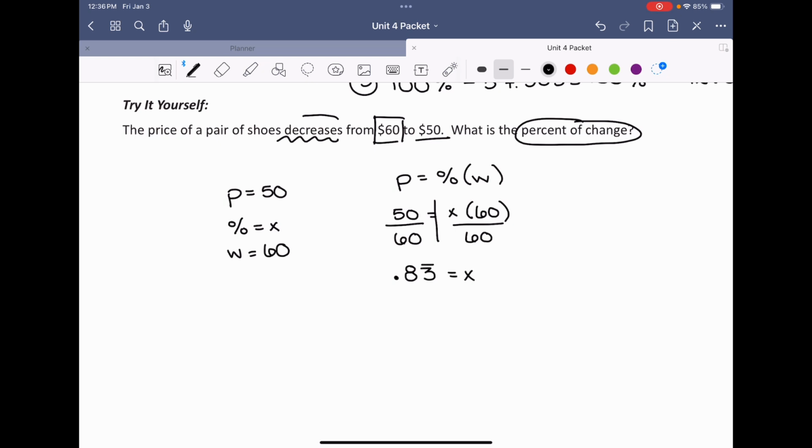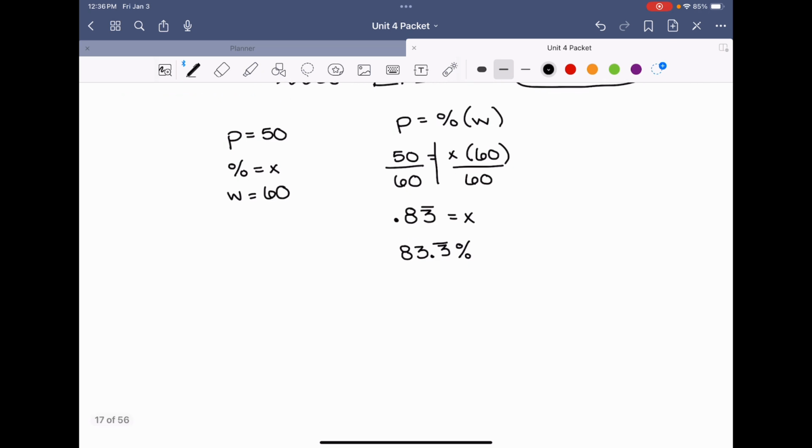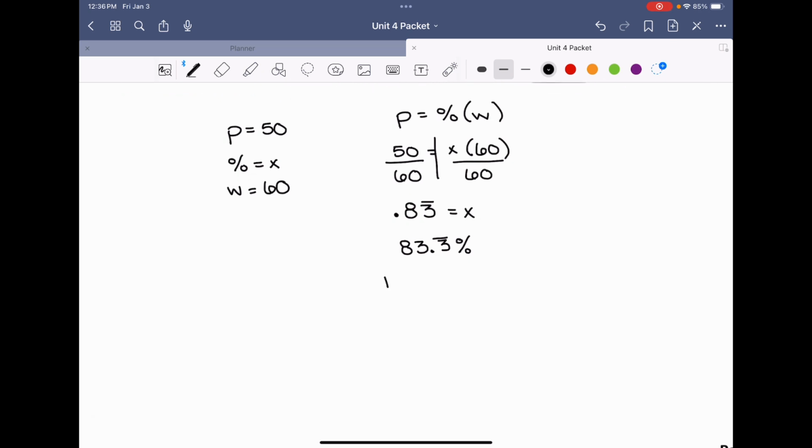Change that value to a percent. It should have a decimal with a repeating symbol. And then we're going to take that value and subtract it from 100. So 100 minus 83.3 repeating percent. Just going to give us 16.6 repeating percent.